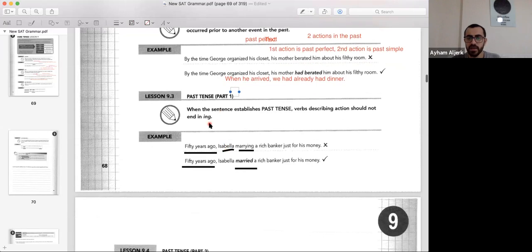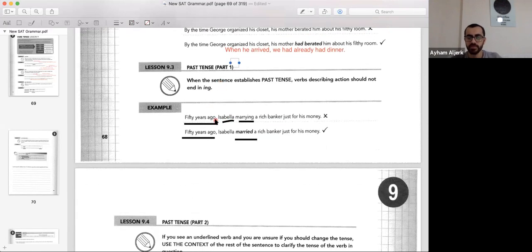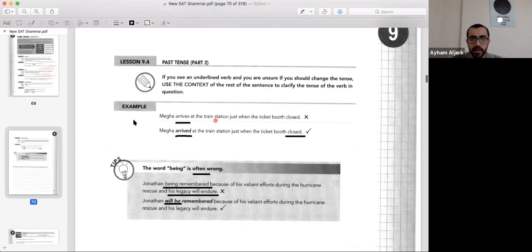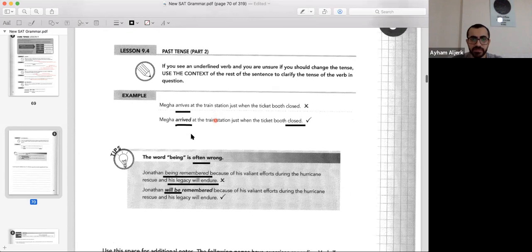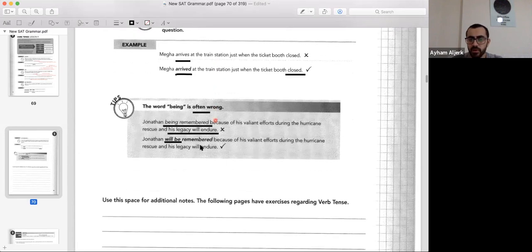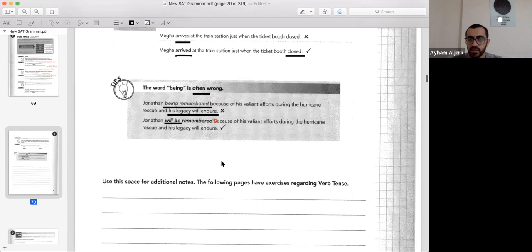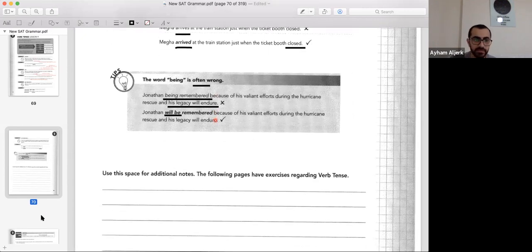And we also said here that to use past simple, sometimes it's clear with some references. Like here we have 50 years ago. So we shouldn't leave it with ing, it should be ed. And then here, sometimes we don't have a clear time reference, but we look at the context. The other verb is in the past, which shows us that the whole situation is in the past. So we have to use arrived. Being is often wrong. You need to take a look at the sentences to see what the problem is. Okay, any questions?